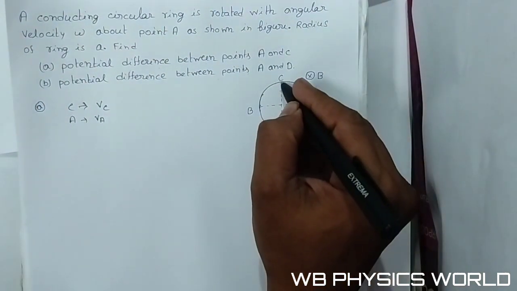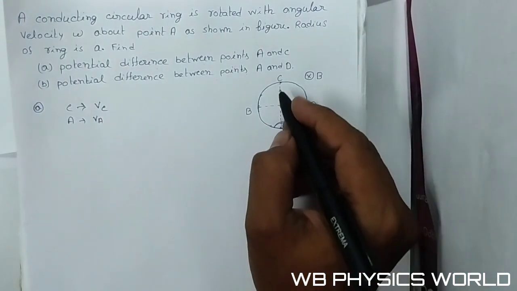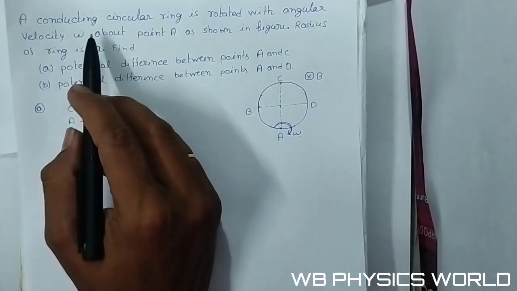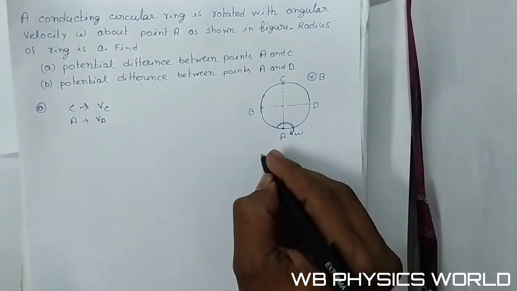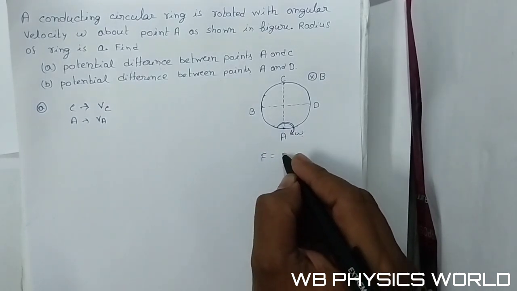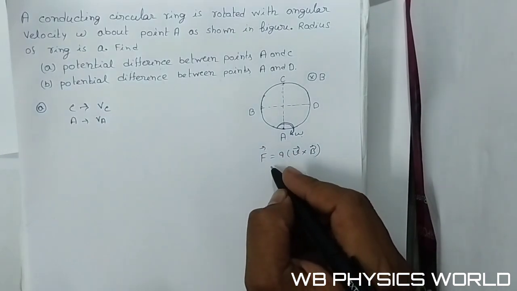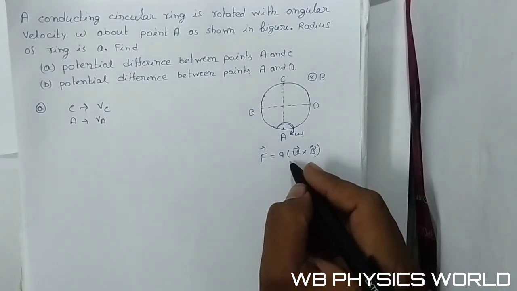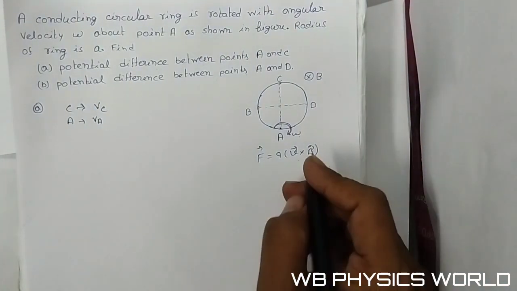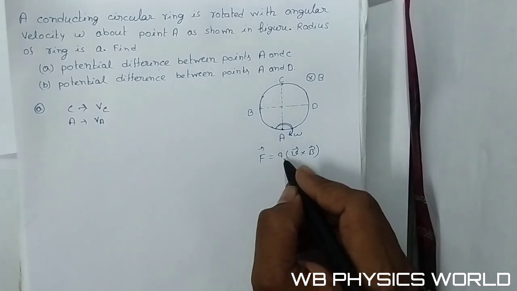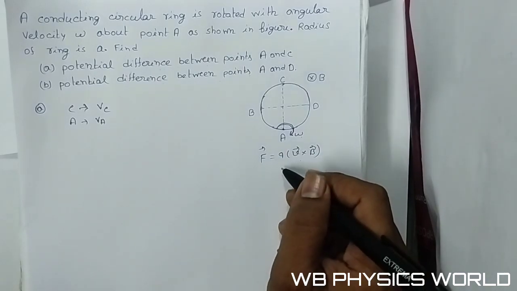Now we find the force on the free electron of a conducting ring by using Lorentz formula F equal to Q V cross B. Here this relation is for the positive charge particle. Now we find the direction of force for the positive charge particle, then for negative charge particle.